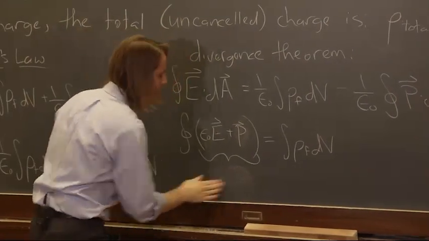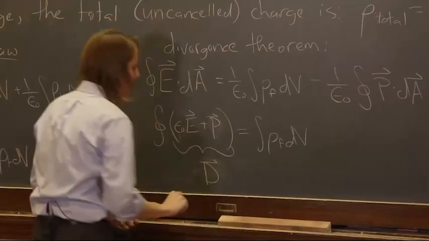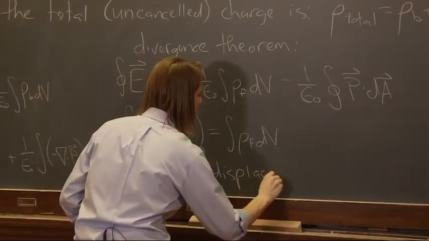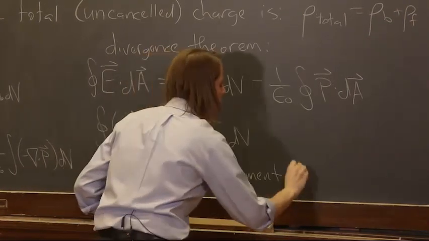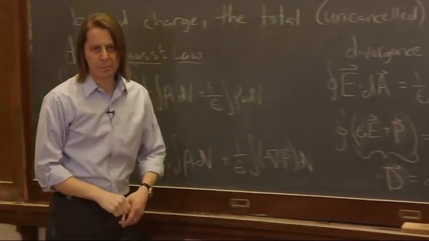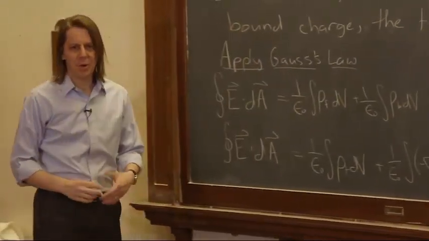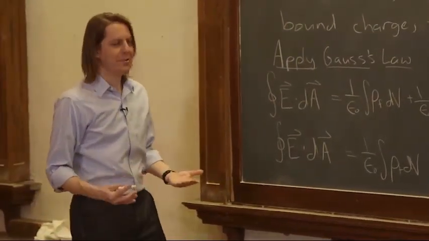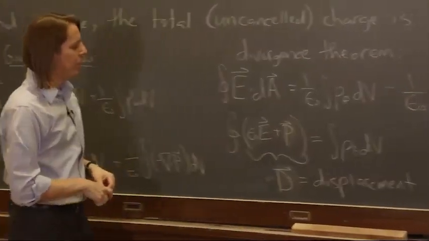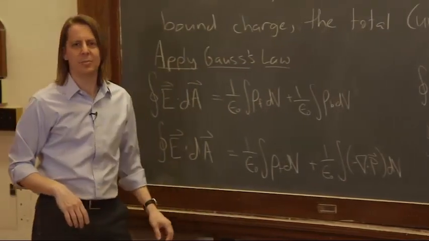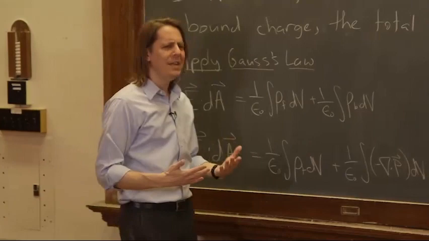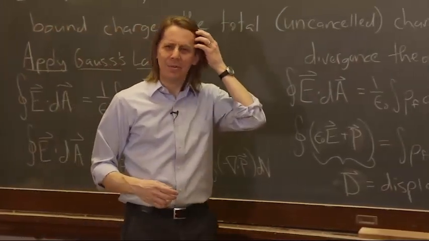Ugh, that's a terrible looking D. This is the displacement field. The displacement field has always bothered me. It seems so unnecessary. Why do we need to make up a third field? We already have the electric field, we already have the polarization. Can't we just always call this epsilon naught E plus P? Do we have to call it D? Is there some intuitive meaning of the displacement field? I don't think there is.